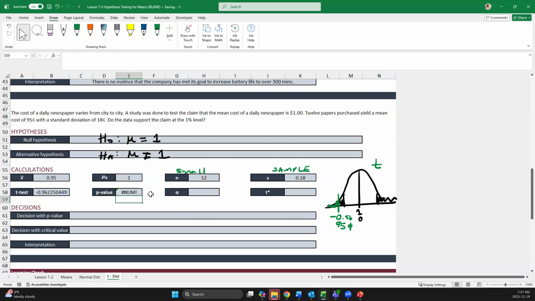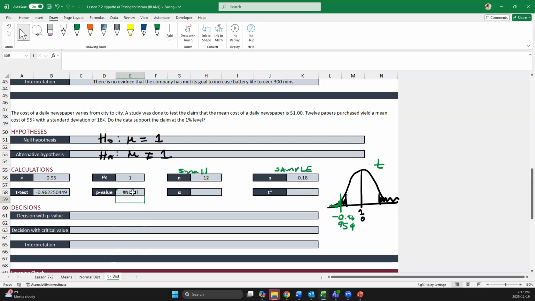Oh, the reason it's coming out with the num sign is because I entered a negative value for the t-test. When you want to use t.dist.2t, you have to only use the positive number. So if you use the function ABS for absolute value, it will just turn this into positive 0.96225 instead of the negative number, so that the function actually will give you an answer for the p-value.